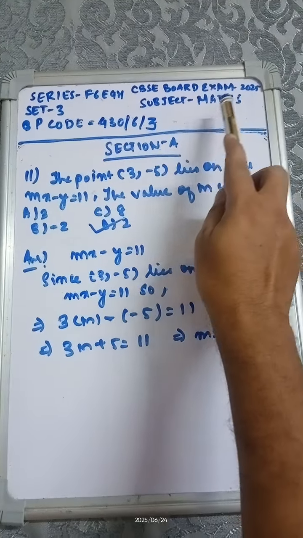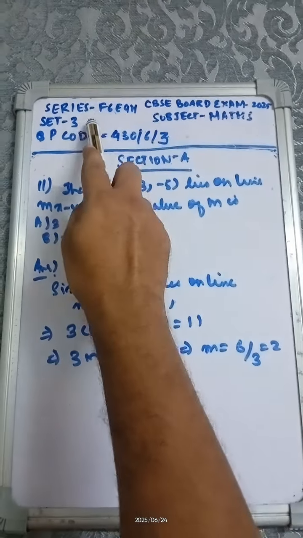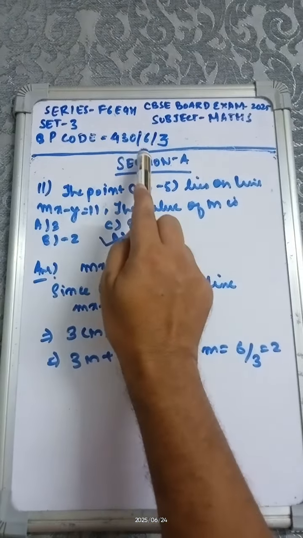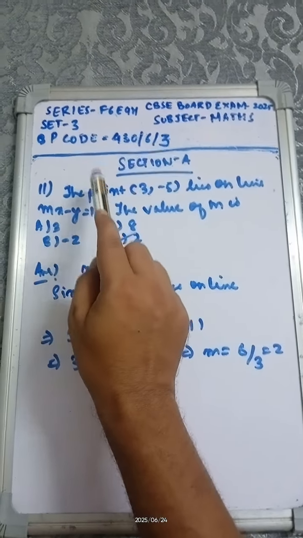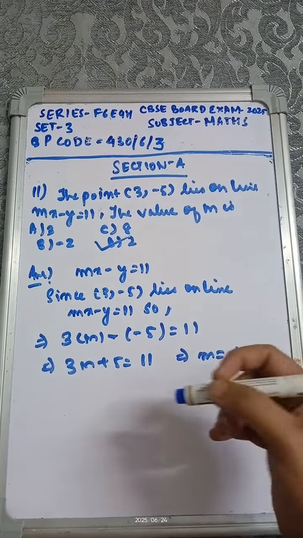I have started solving CBSE board exam question papers of year 2025. Subject is mathematics. The series of this question is F6EGH, Set 3 question paper. Code is 430/6/3. I have downloaded this paper from the CBSE official website, and even you can download it from there.